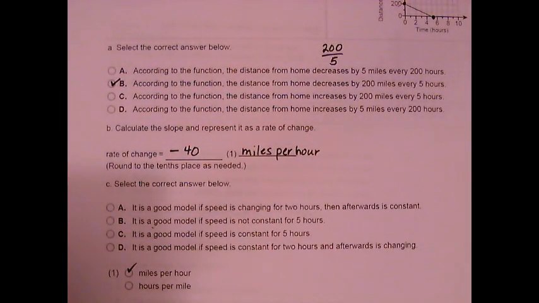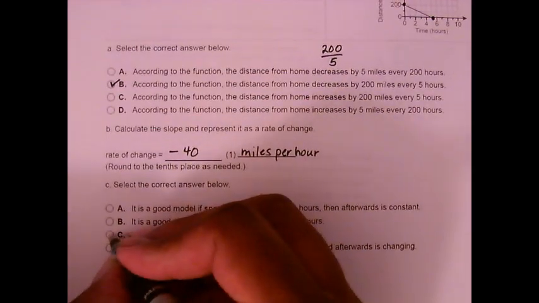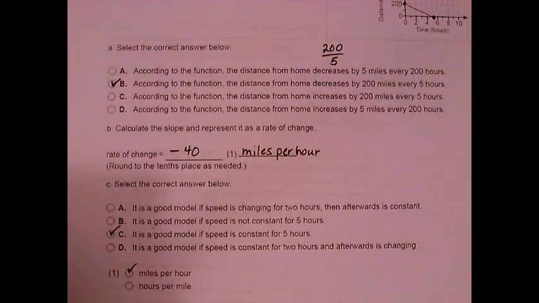And then select the correct answer below. Okay, in this case here, if it's constant for 5 hours, then it would be a good model. So I choose that particular answer.